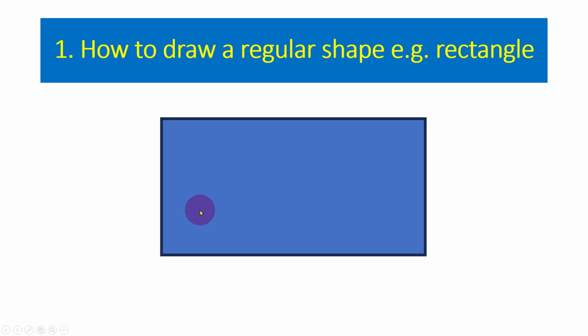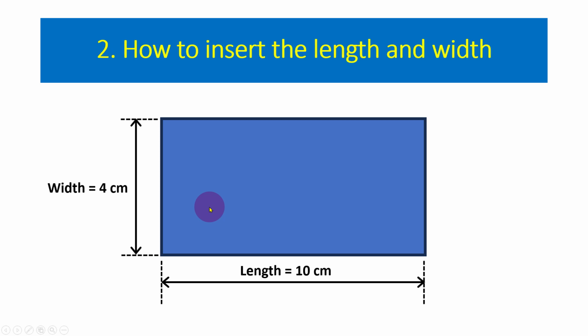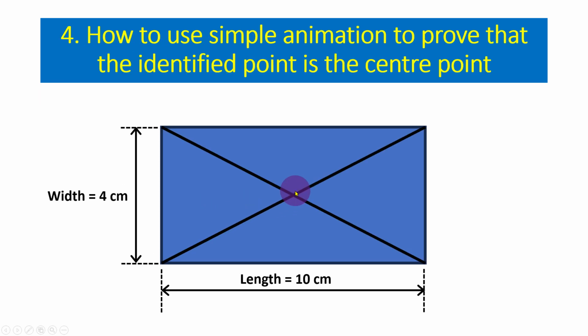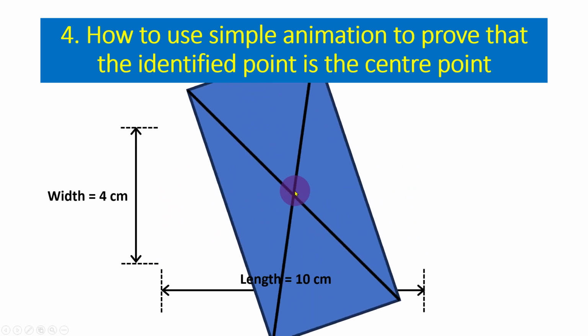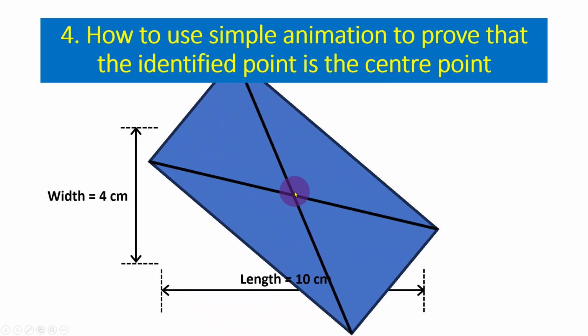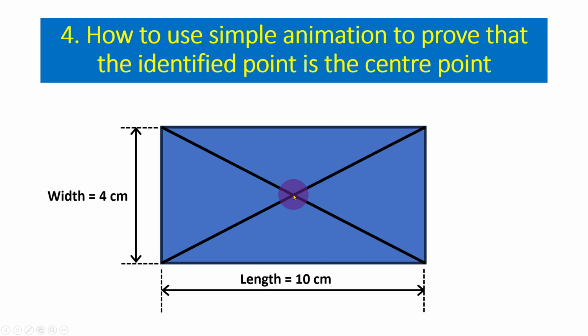So the steps are as follows. We will draw the rectangle, we will put dimensions, we will identify the center, and then we will put animation to that rectangle to show that that is the center point. So let's get down to it.